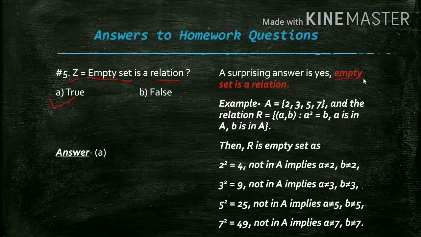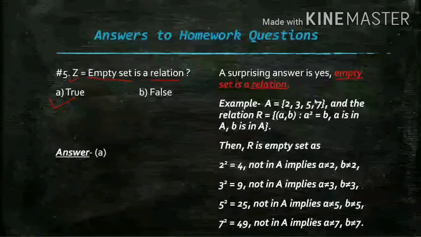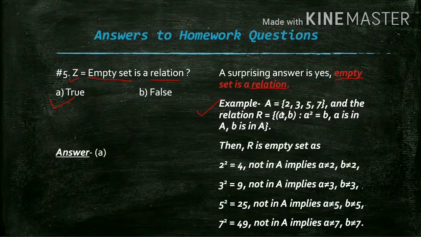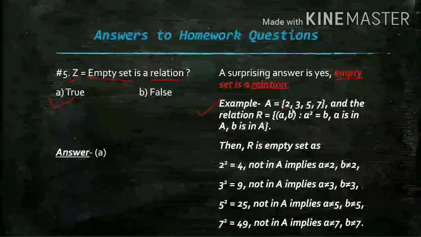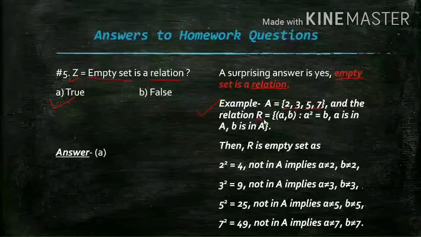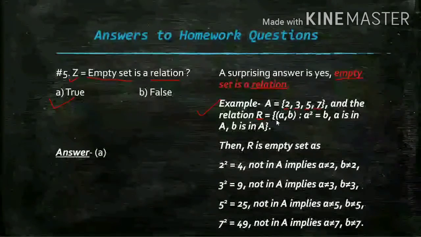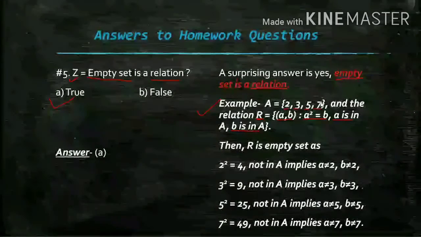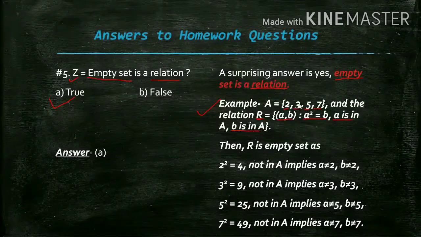Okay, so empty set is basically a relation. How? Let me consider an example. Suppose I have a set A containing 4 elements: 2, 3, 5, and 7. And I define the relation. For now, I'm not saying it is a relation, let me just take it as a set containing the pairs (a, b) such that a squared is equal to b, and a is in A and b is in A. That means a and b both belong to the set A.